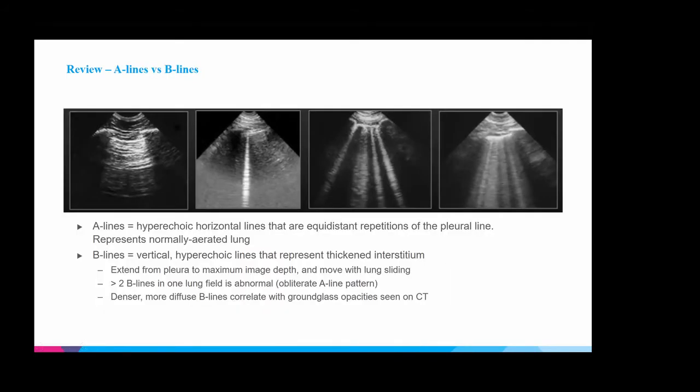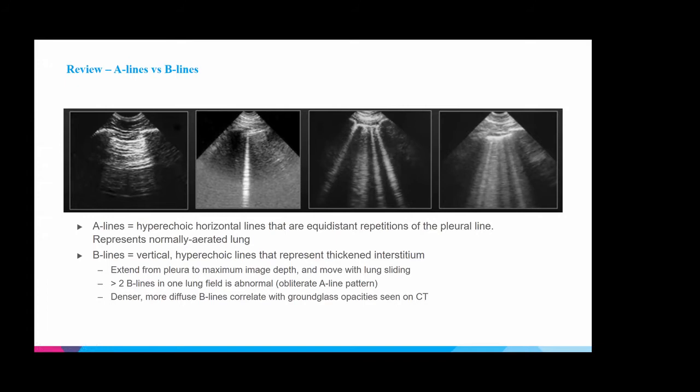This is just showing the spectrum of typical lung findings, right? So the picture on the left is going to be your classic A-line pattern, where you have the pleura, and then you have the parallel horizontal A-lines as you go deeper and deeper with your view. And then these are just a spectrum of B-lines, right? So this starts with maybe 1 isolated B-line, which could be considered normal depending on the clinical scenario.